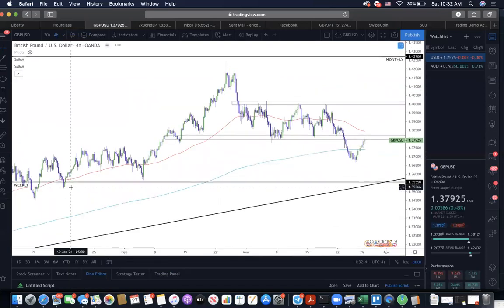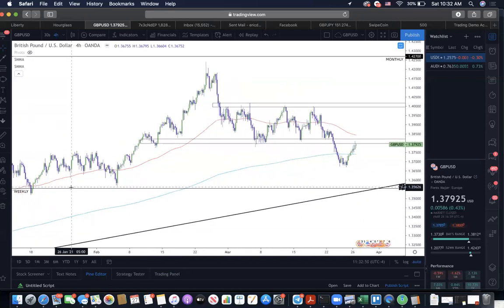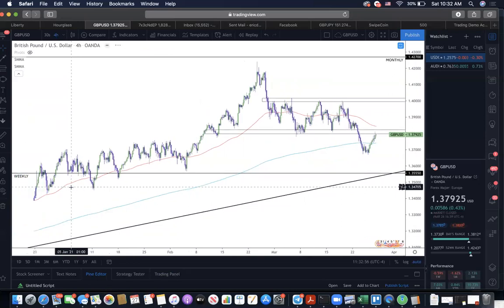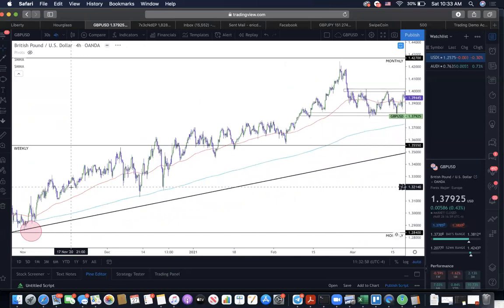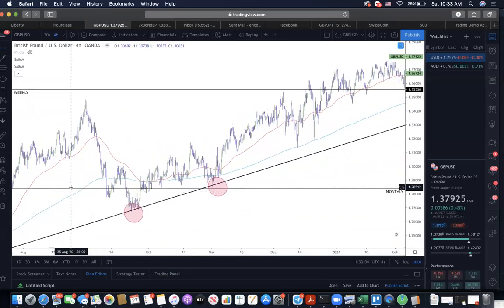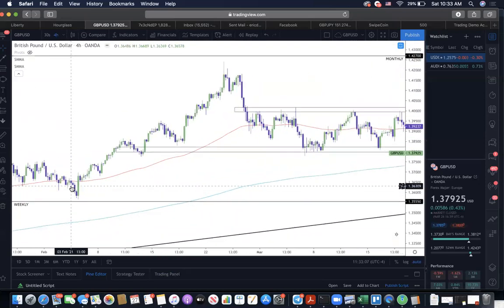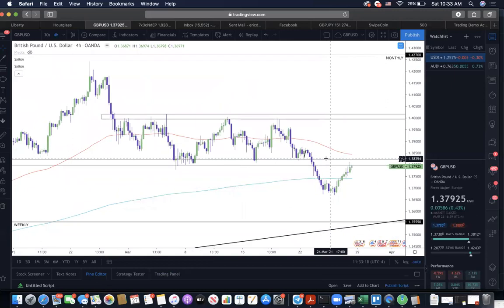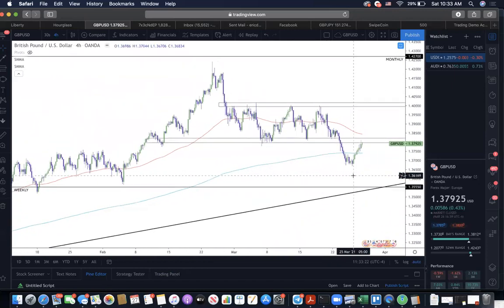Now the 4-hour gives you a little more detail on what's going on, right? See, I got my areas of daily rejections here. Now I'm looking at this on the 4-hour, and as you guys can see, it's holding in this daily supply, daily demand turn supply really, really strong, right?